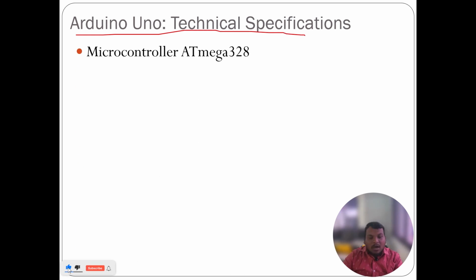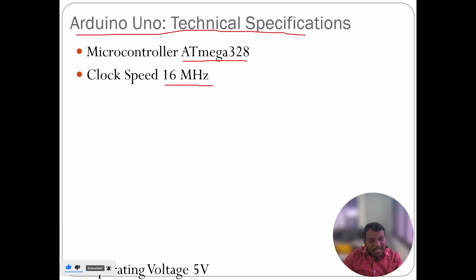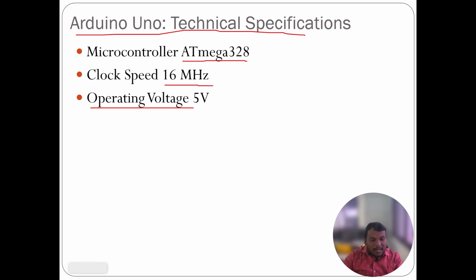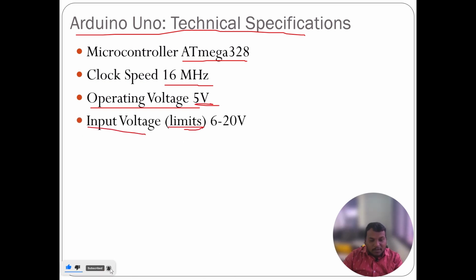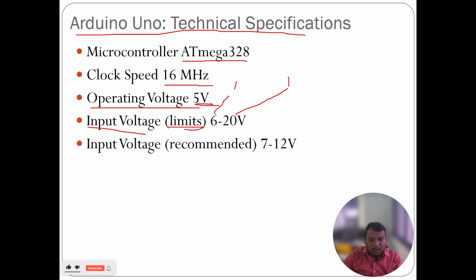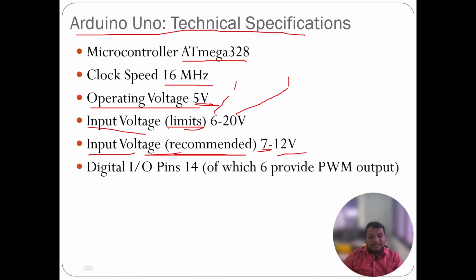So coming to Arduino Uno technical specifications. Arduino Uno uses the ATmega328 as a microcontroller. The clock speed of Arduino Uno is 16 MHz. The operating voltage is 5 volts. The input voltage limits: the lower limit is 6 and the upper limit is 20. But the recommended input voltage is a lower limit of 7 and an upper limit of 12.